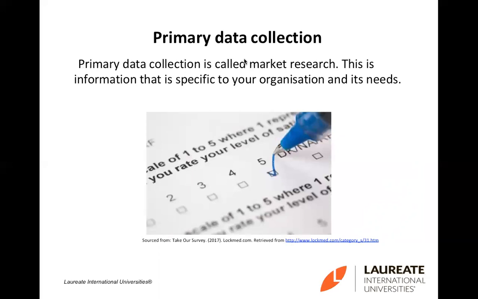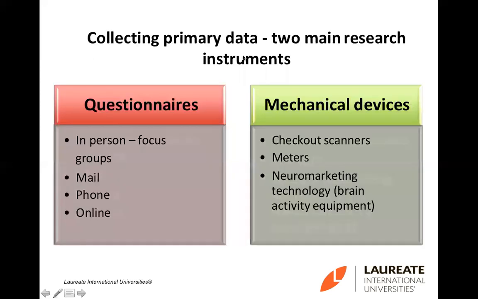Okay. Now, again, primary research, before we push the button to call the research agency, okay, before we do that, make sure that we have researched the secondary data. We have collected the secondary data because that helps us to tighten our research questions in the primary research. Okay. Now these are two main research instruments to collect primary data. The first one is questionnaires, and the second one is mechanical devices.